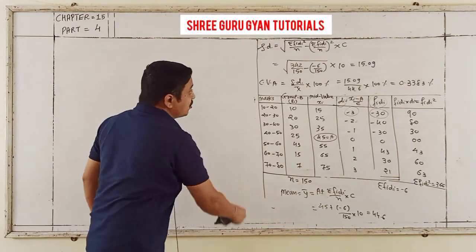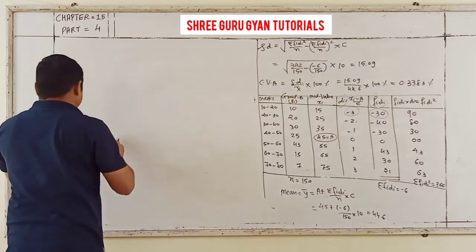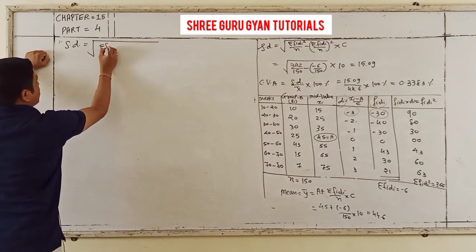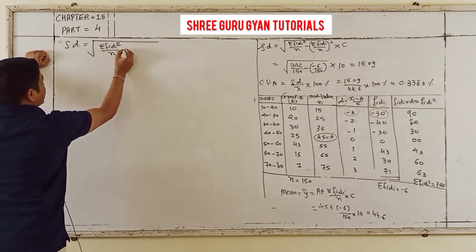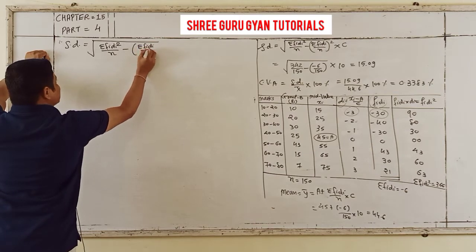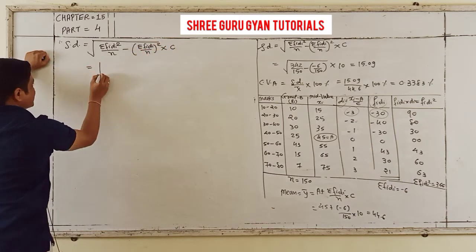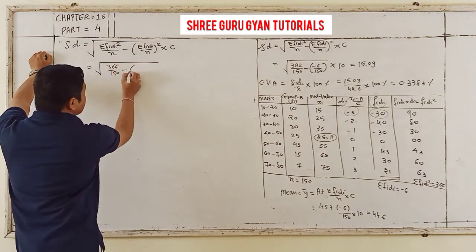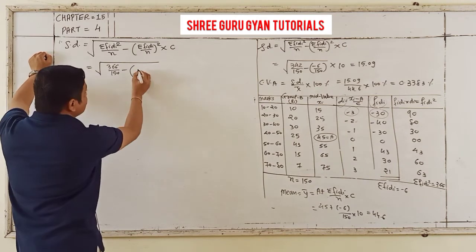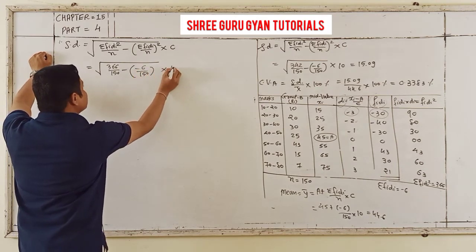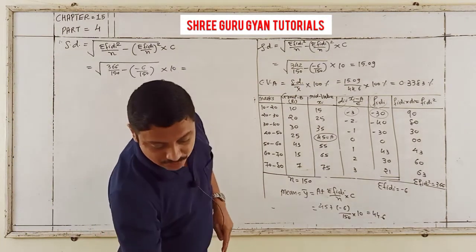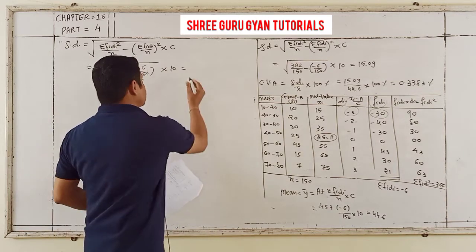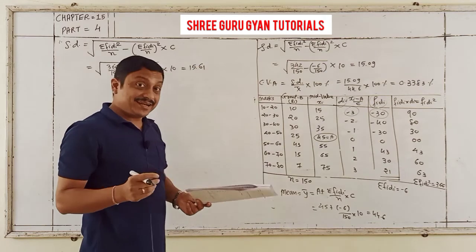After that we move to deciding up to CV. First write down SD, standard deviation. Therefore SD becomes the under root of sigma FiDi square by n, minus sigma FiDi in whole square, into C. My sigma FiDi square is 366 by 150. Sigma FiDi is also known, minus 6, and class length 10. Here, students, using the calculator you will get the total as a point value, 15.61, and SD is ready. Now CV.